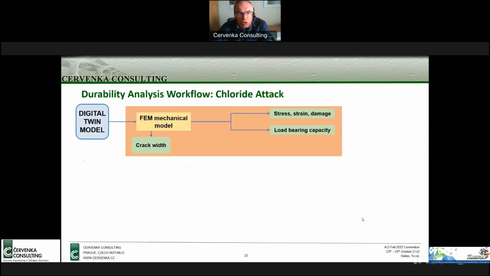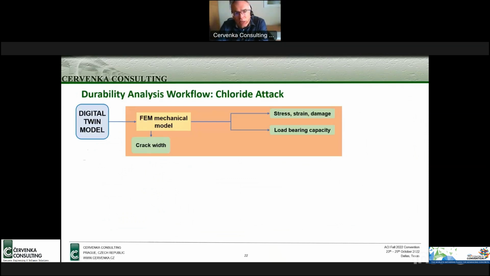And this is then used to perform the calibration of the numerical model. And with the numerical model, we typically then also perform a durability analysis. So we calibrate the model based on these experimental data in close cooperation with the monitoring, but then we use it for the life or long-term predictions.